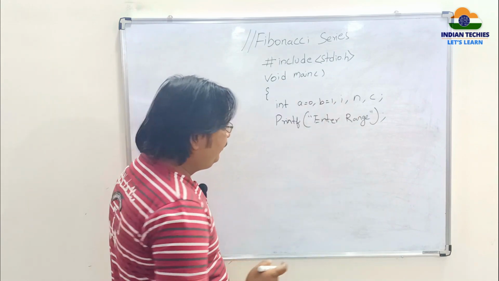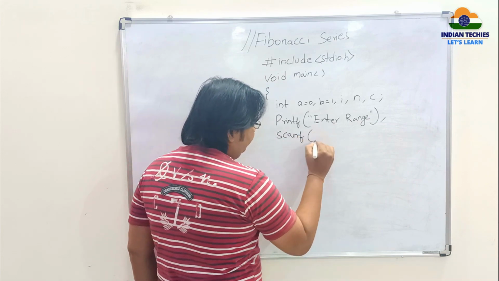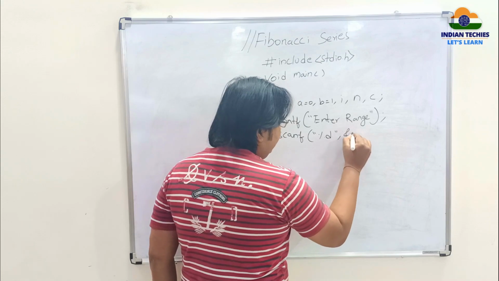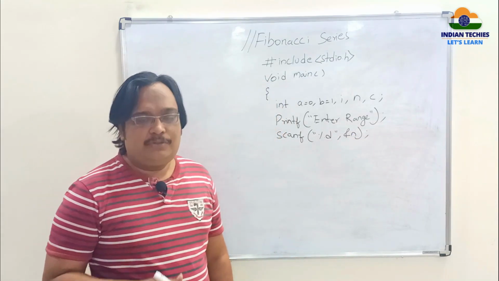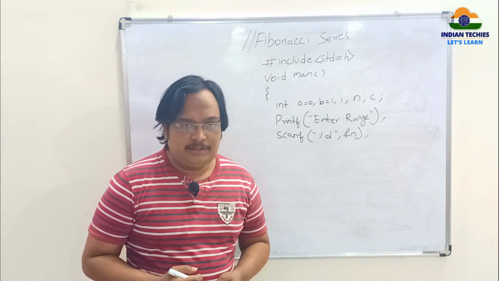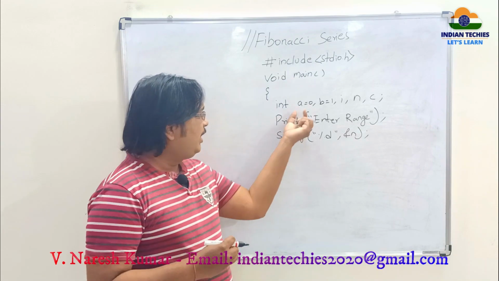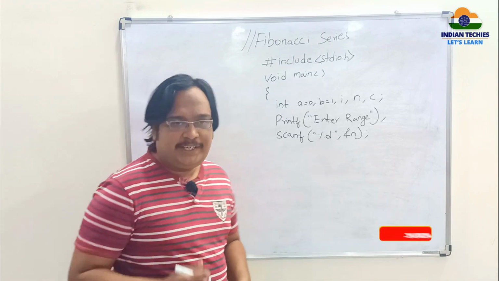That's up to you. Next, scanf("%d", &n). Suppose you want to print 10 values or 20 values, you can give the range in n. Now the range is done. But initially you already know the starting values are 0 and 1. Since we already have them, we can print them directly.